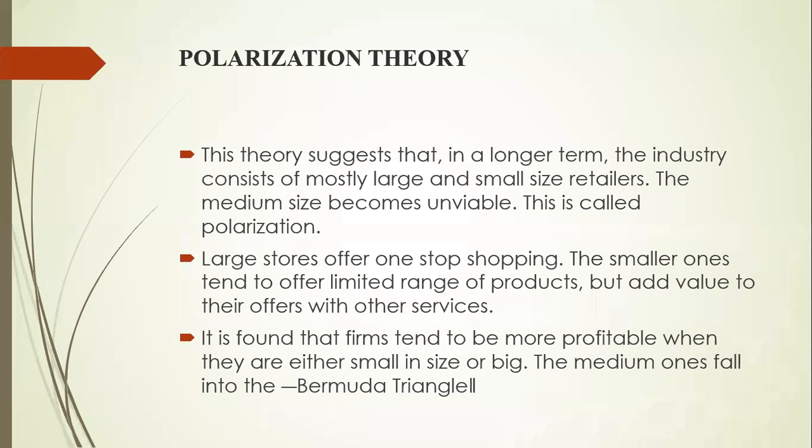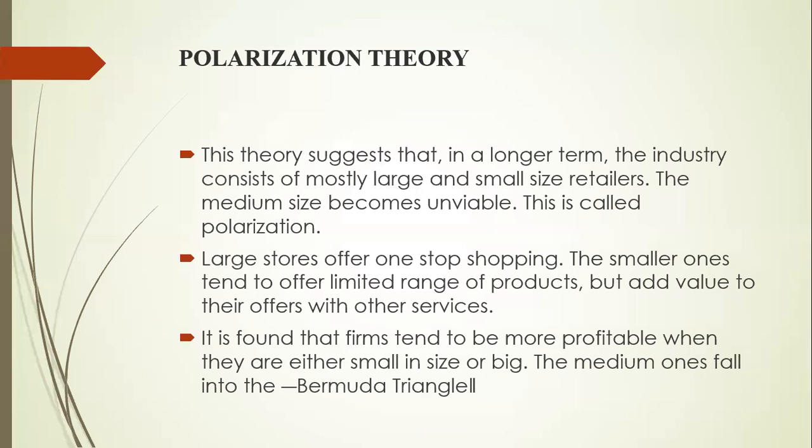Now moving to the polarization theory, that is the fourth one. So this theory suggests that in a longer term, the industry consists of mostly large and small size retailers. So the medium size becomes unviable. This is called polarization. Okay, so large stores offer one-stop shopping. Okay, everything is available at one place. The smaller ones tend to offer limited range of products, but add value to their offers with other services when it comes to the smaller one.